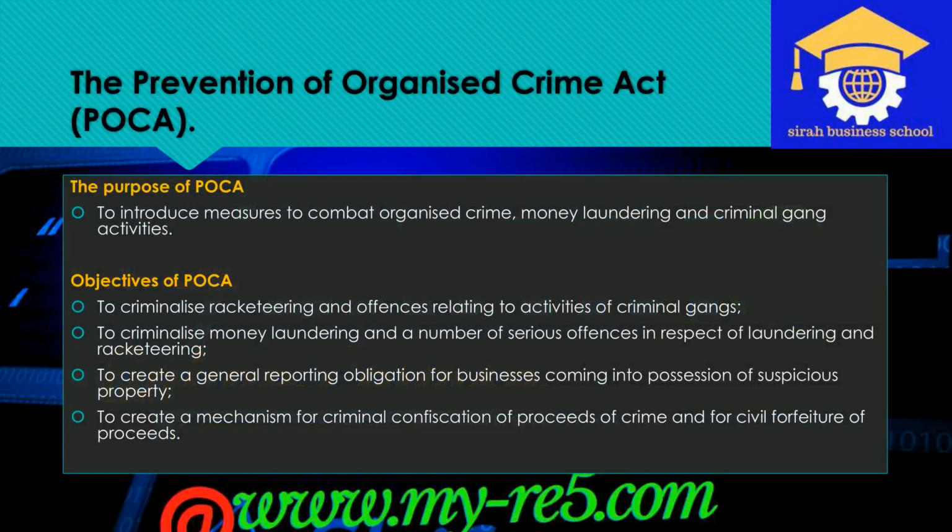The Prevention of Organized Crime Act. POCA. The purpose of POCA: to introduce measures to combat organized crime, money laundering and criminal gang activities. Objectives of POCA: to criminalize racketeering and offenses relating to activities of criminal gangs. To criminalize money laundering and a number of serious offenses in respect of laundering and racketeering. To create a general reporting obligation for businesses coming into possession of suspicious property. To create a mechanism for criminal confiscation of proceeds of crime and for civil forfeiture of proceeds.